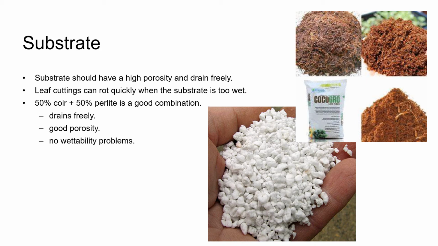50% coir, which is coconut fiber, and 50% perlite is a good general purpose mix. It drains freely, has good porosity, and there are none of the wettability problems with coir that you can run into with peat.